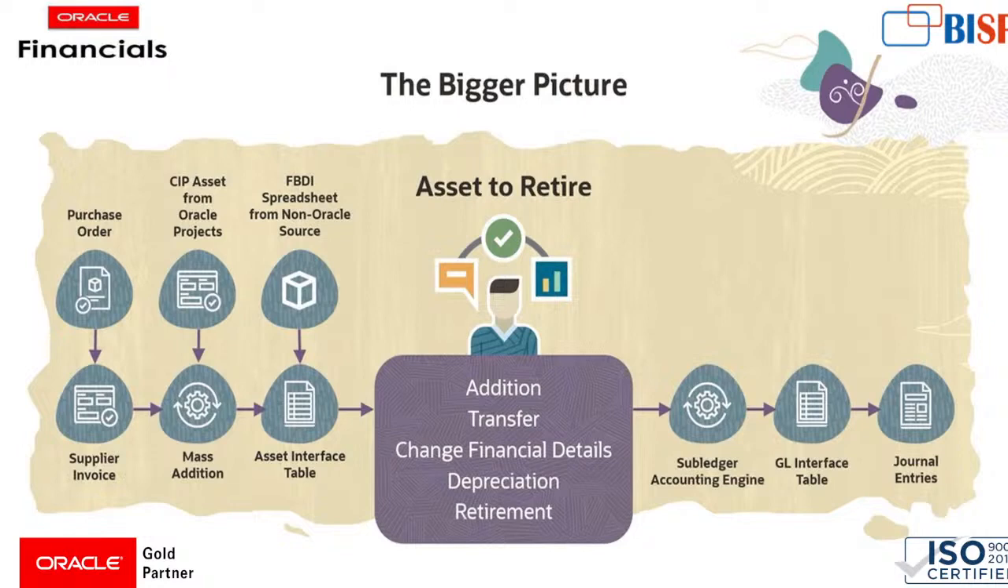In the asset work area, you can add, transfer, change financial details, depreciate and retire. We will see all those activities in the webinar. In the coming webinars, we will do all these activities in the fixed assets webinars. That will be a 6 days webinar. We will do the addition, transfer, change financial detail, depreciation, rollback depreciation, retirement. All those things we will do in the asset workbench area.